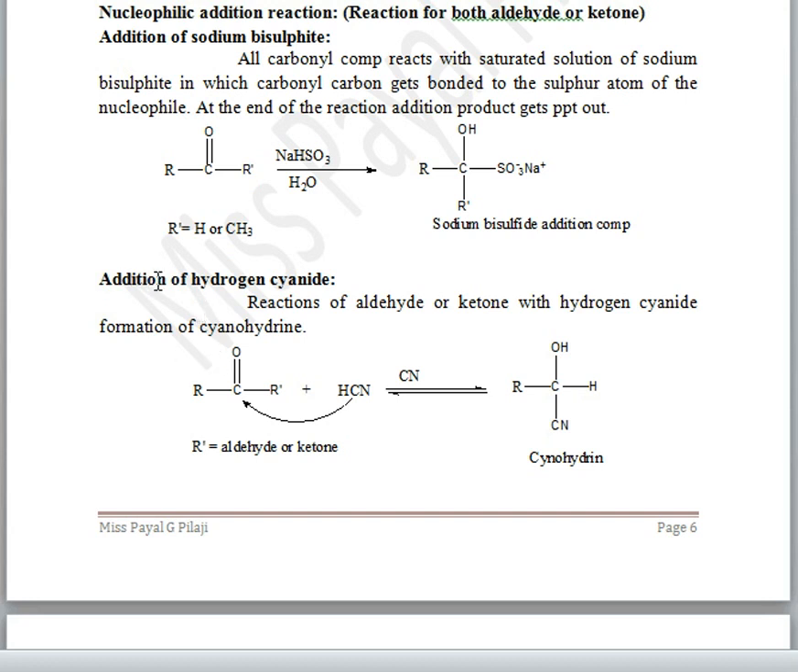The next reaction is the addition of hydrogen cyanide. The reaction of an aldehyde or ketone with hydrogen cyanide forms a cyanohydrin. Here the aldehyde and ketone react with hydrogen cyanide in the presence of cyanide, forming a cyanohydrin. The cyanide group attacks the carbonyl carbon and breaks the double bond formed with the oxygen.